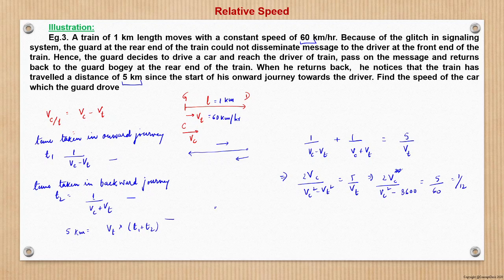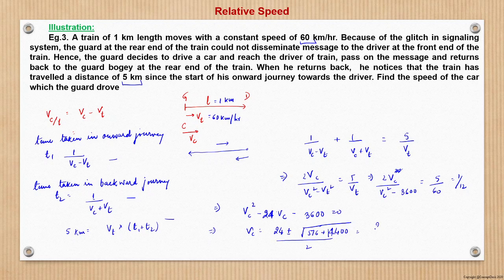So if we further solve this equation, we will get a quadratic equation, that is Vc square minus 24 Vc minus 3600 is equal to 0. So using the formula, we can get the value of Vc as 24 plus minus the square root of 24 whole square minus 4ac. So this becomes 4 into 36 is 144, 144 0 0 upon 2.